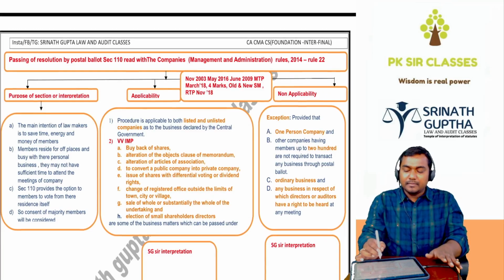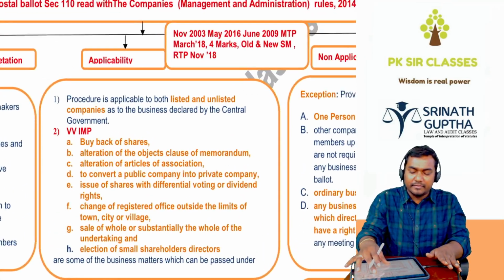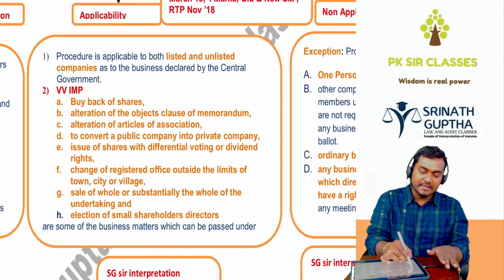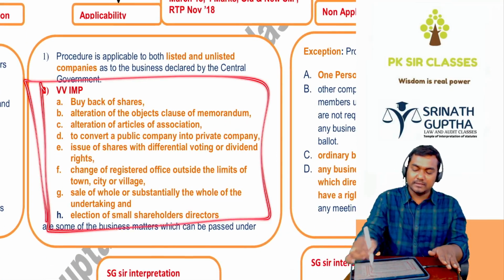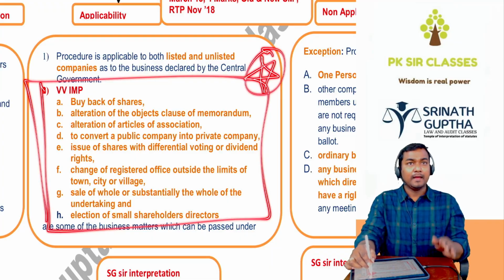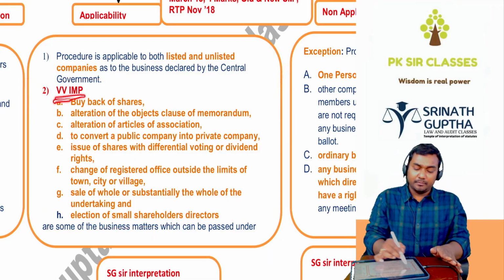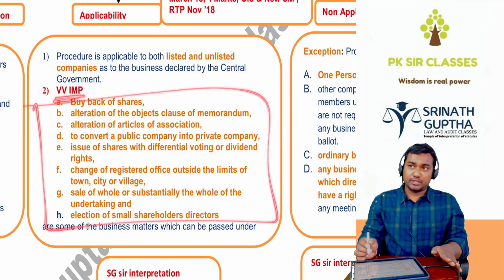So, applicability. This postal ballot is applicable to listed companies and also unlisted companies. And this thing he asks in the exam, beta. Only this thing is important in the postal ballot. A company can use the postal ballot for the very important items, beta. A to H, very important.